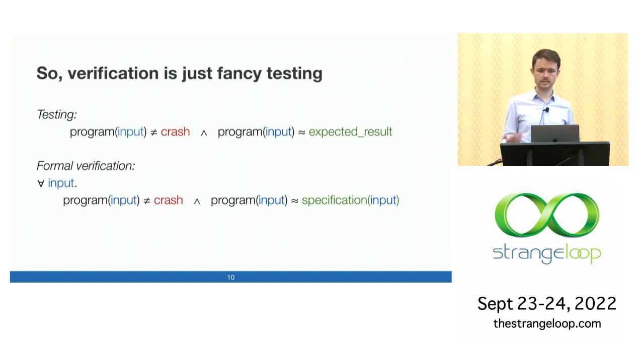When you talk about testing, you say that the program applied to some input doesn't crash, and the program applied to some input is equivalent to some expected result. Well, now we can just use logic and add a quantifier here. So formal verification says, for all inputs, the program doesn't crash, and the program on the input is the same as the specification on the input. Seen this way, what we're trying to do with formal verification is just achieve dramatically higher coverage over the input space.